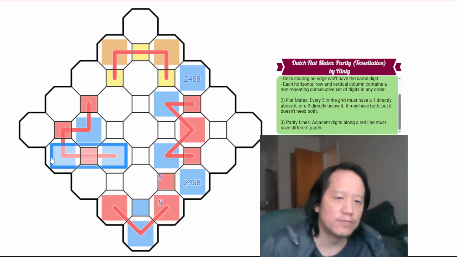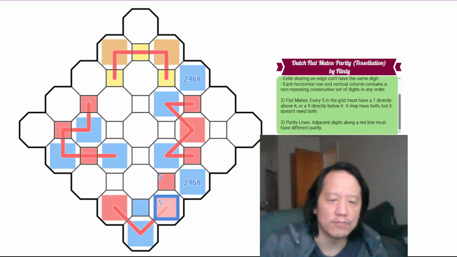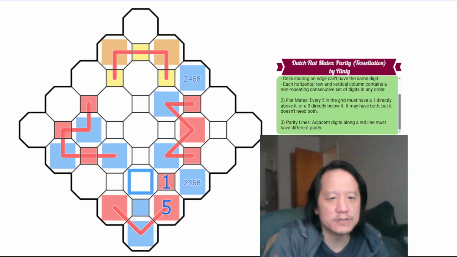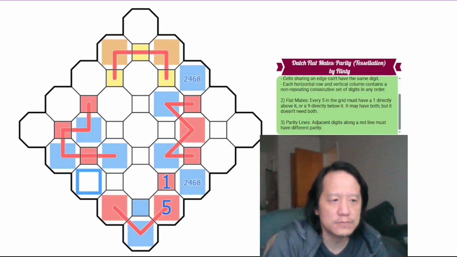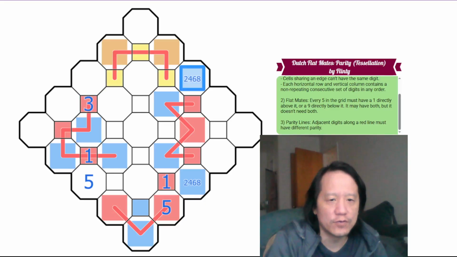And the reason why then, if this is 5 here and 1 here, that means this has to be 2, 3, 4, 5. 1, 2, 3, 4, 5 here. So this can only be 2, 3, 4, 5. You can't have 5 be here and this be a 5 through 9 because you need a 1 above it or a 9 below it, and you can't have the 9 below it. So this must be 5, 1, 3, 2 and 4, 2 and 4.